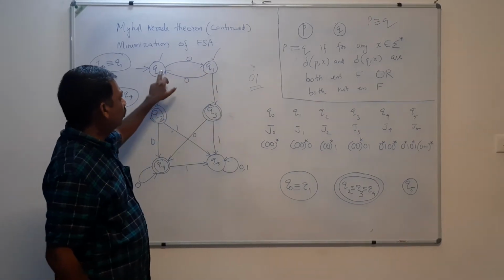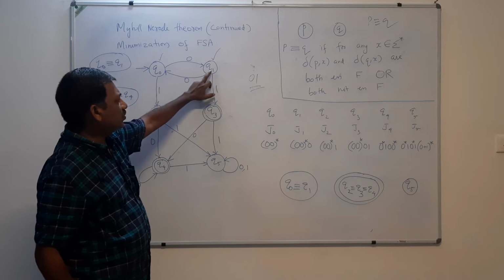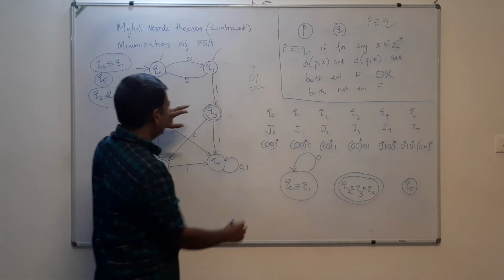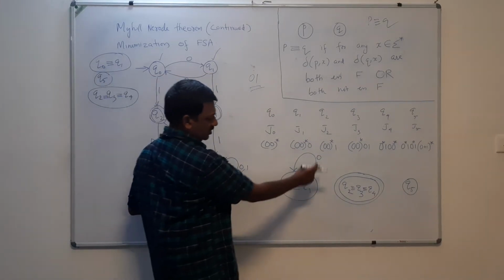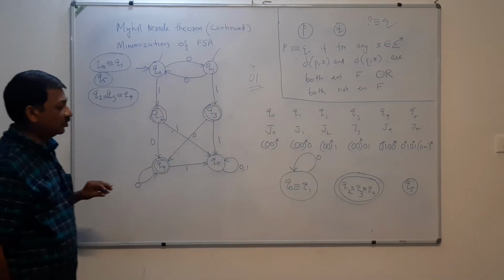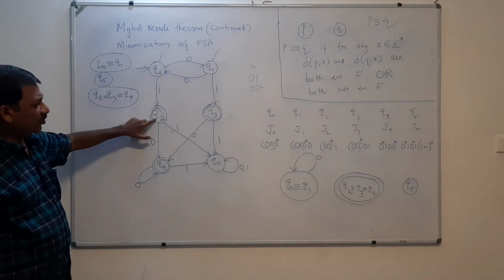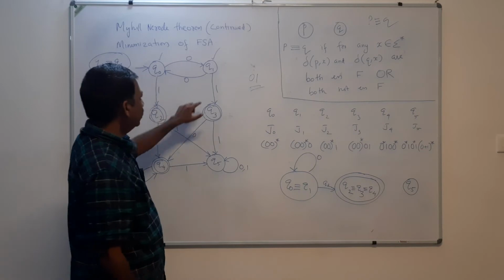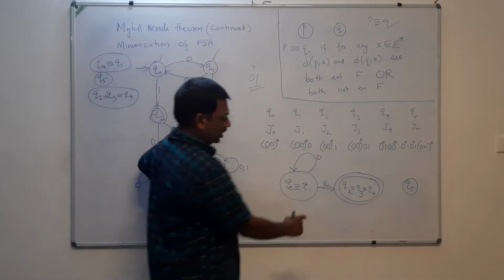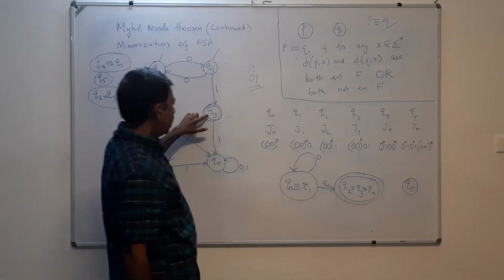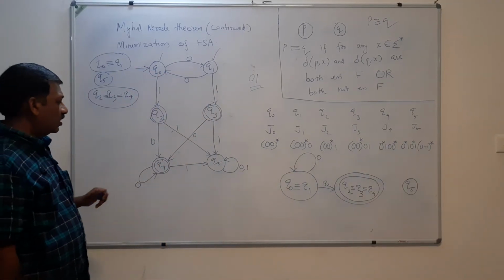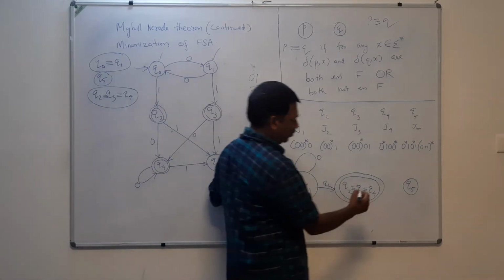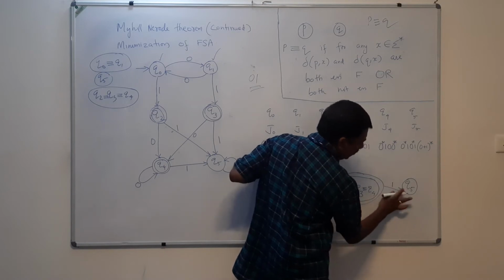Now what will happen? Q0 on 1, 0 goes to Q1, and Q1 belongs to that state itself. What about Q1 on 1, 0? It is Q0. That means both are the same. Now what about Q0 on 1, 1? It goes to Q2, and Q2 belongs to this state. What about Q1 on 1? It goes to Q3, and Q3 also belongs to this state. And what about Q2, Q3 and Q4? Suppose it is accepting 1, what will happen? It goes to Q5. That is why you have 1 here.